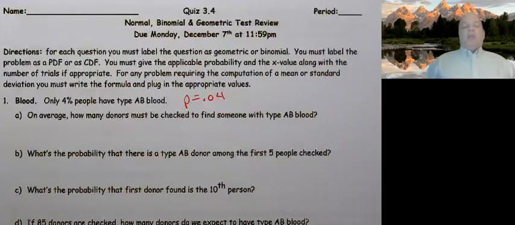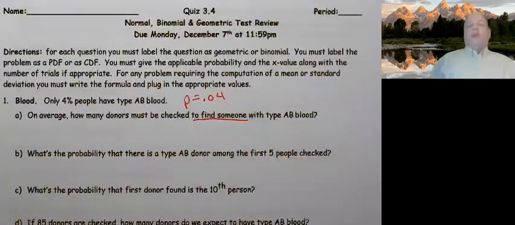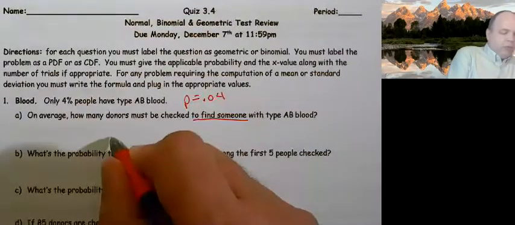So I need to determine whether I'm working a geometric, a normal, or a binomial. It doesn't mention the word normal anywhere, so this is probably not a normal. So I need to ask, are there a specific number of trials? And it's no, you're going to continue until you find someone. So we're continuing till we find someone, and basically we're looking for the first one. So this indicates to me that we're working with some sort of geometric.